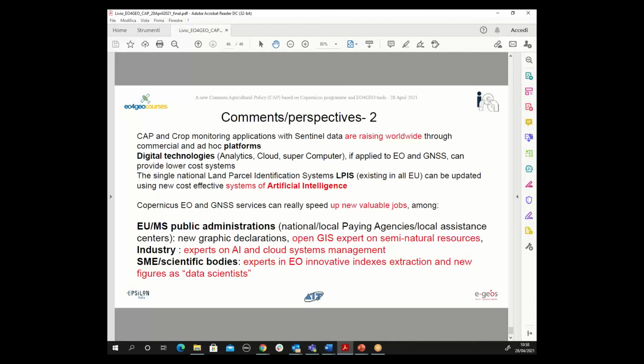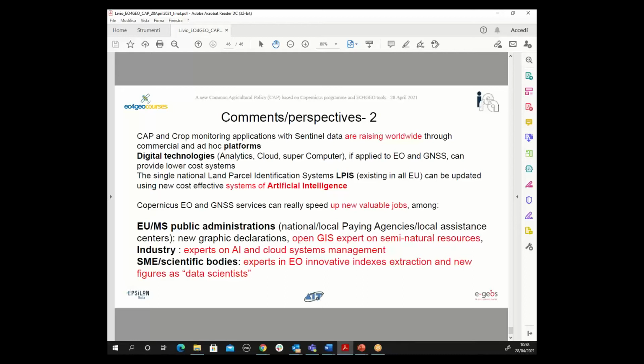Really, this new situation can open new valuable jobs. For the public administration, primarily the public agency for the CAP, which can be national or local. For instance, Italy has a national one, but also nine local. Spain is more local, Germany has 16 Länder. So there are a lot of possible administrations that must manage this data. So GIS experts on semi-natural resources are needed for managing the graphic declaration.